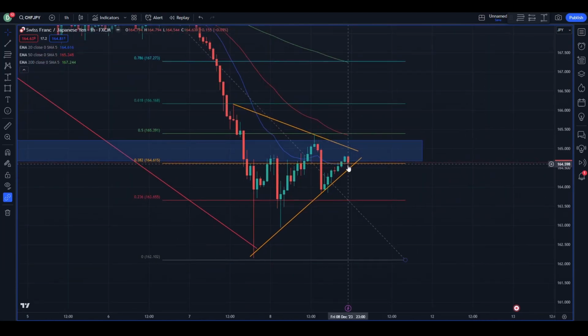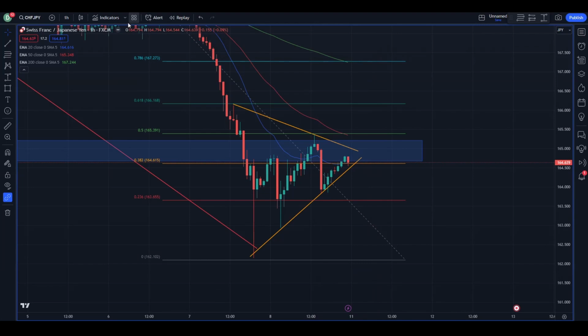If the price produces a breakout to the downside, the good news is that this would be a candle that would close below the 0.382 Fibonacci. If the price closes to the upside, it would be good for you to wait until it produces a closure above the 0.5 Fibonacci and also above the 50 period exponential moving average.